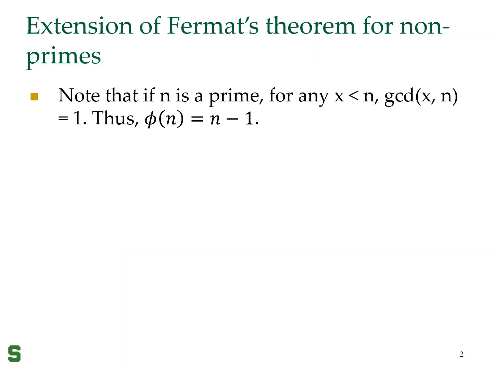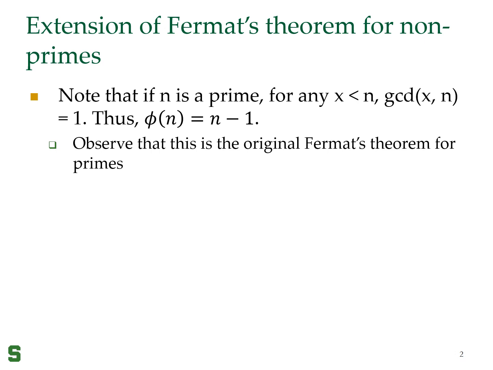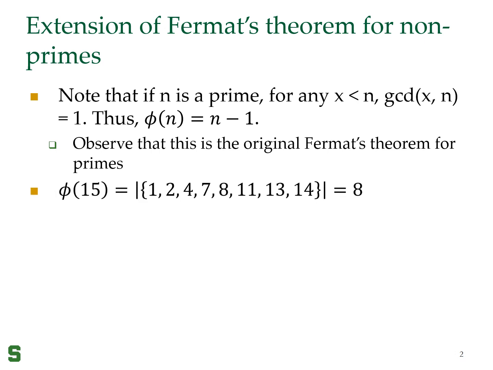So recall what phi(n) is. It is the number of numbers less than n such that GCD of x and n is 1. So if n is a prime, then every number less than n is relatively prime to n. Therefore, when I'm computing phi of n, essentially I'm going to have the set 1, 2, all the way up to n minus 1. And therefore, the number of such numbers is n minus 1. And that's exactly the original Fermat's little theorem.